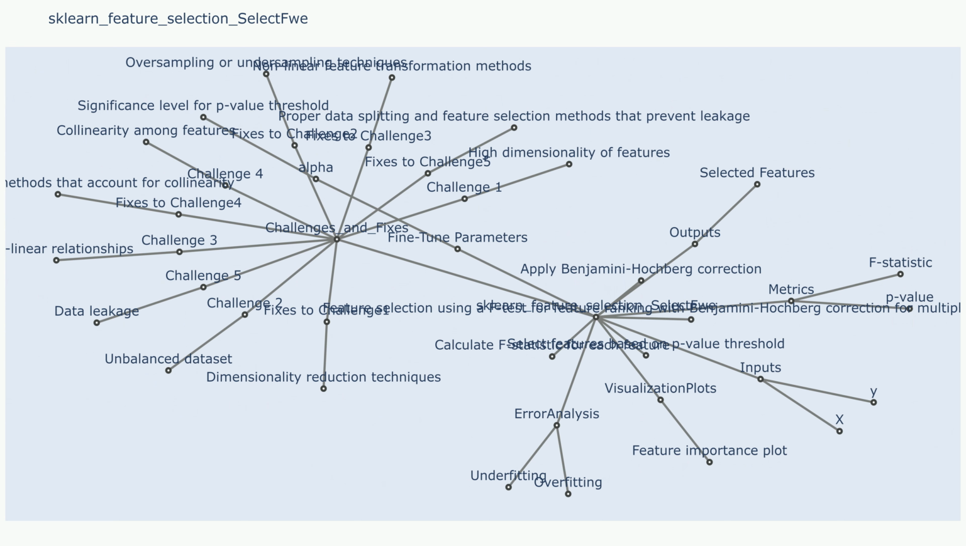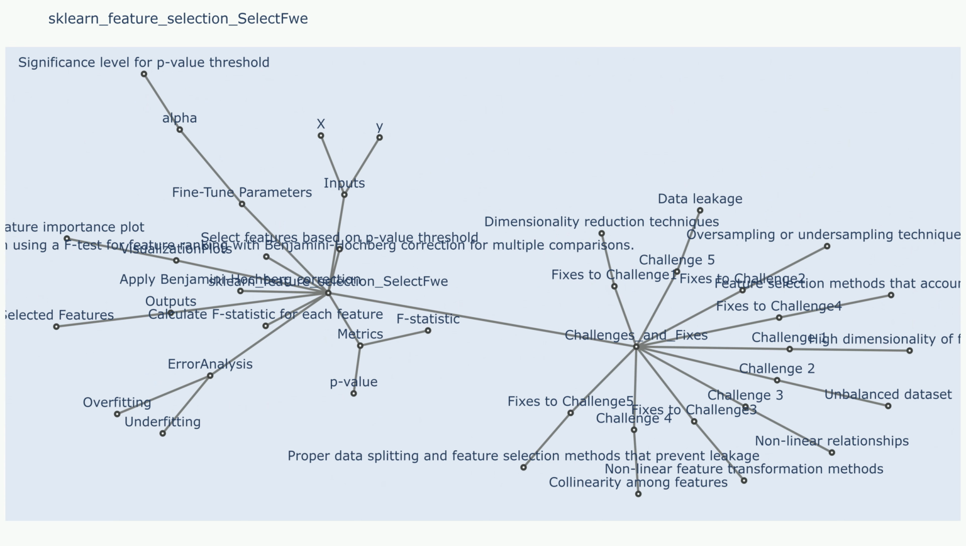Visualization plots. Feature importance plot. This plot can be created using the feature ranking and F-statistics to visualize the relative importance of each feature. Feature selection heat map. This can be used to visualize the correlation between features and a target variable, with different colors representing the strength of correlation.